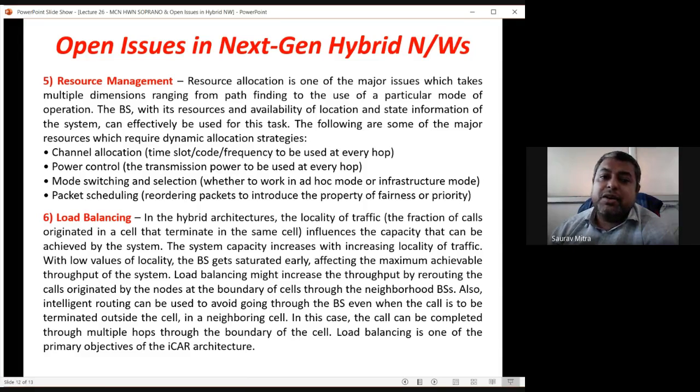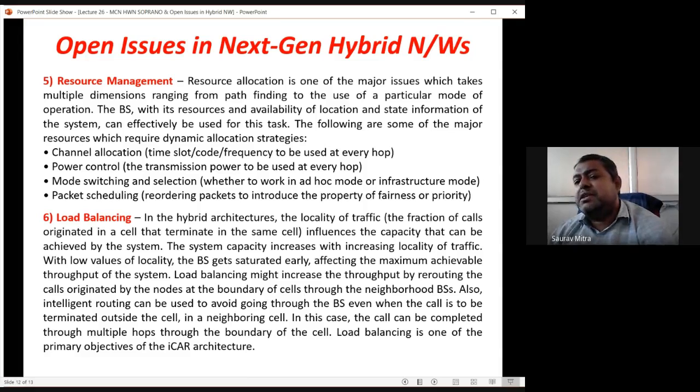Packet scheduling, reordering the packets to introduce the property of fairness or priority. Packet scheduling is mainly because every node or every source should be given a fair share of the channel so that it can transmit the data from the source to the receiver, and no packet should be lost.